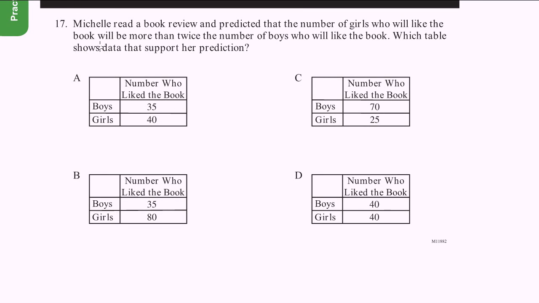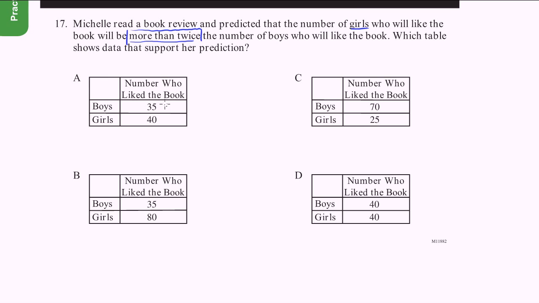Problem 17. Michelle read a book review and predicted that the number of girls who will like the book will be more than twice the number of boys who will like the book. So she predicted that the girls would be more than twice. Let me box that out. More than twice the number of boys who will like the book. Which table shows data that supports her prediction?